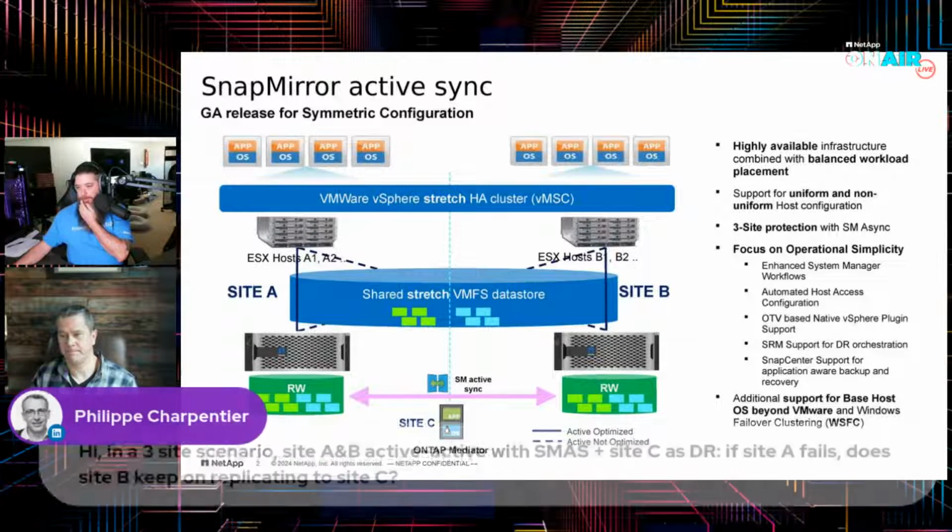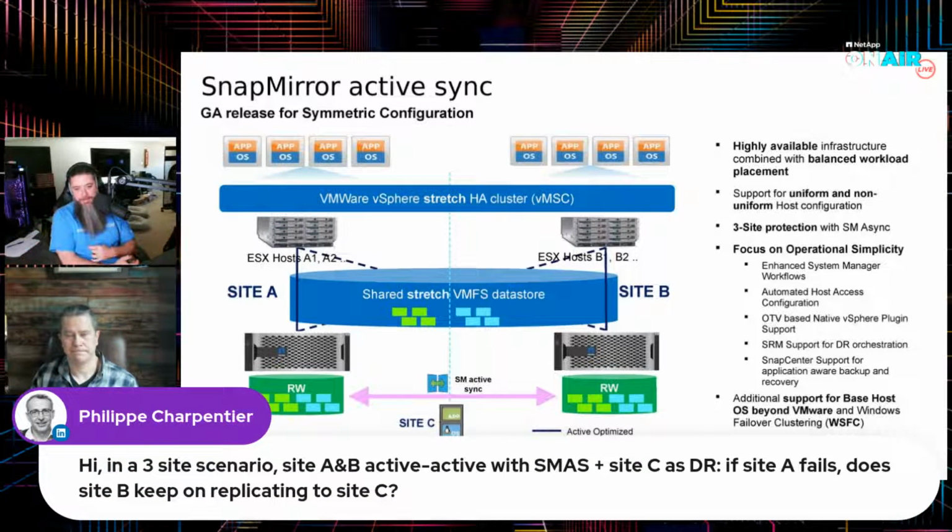Nice. One more quick question before we move on, from Philippe: in a 3-site scenario, A and B active, plus site C as DR, if A fails, does B keep on replicating to C? Or is there some kind of epsilon takeover cascade that happens in a 3-site?